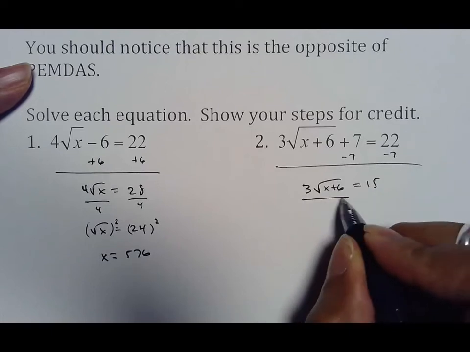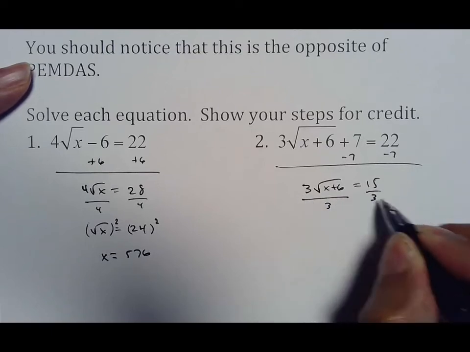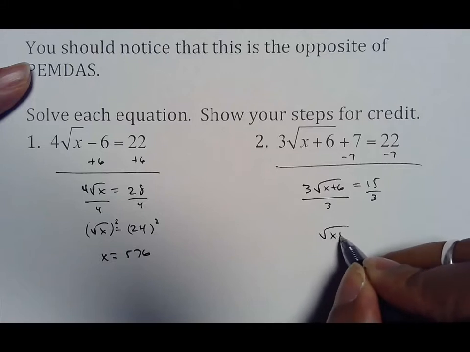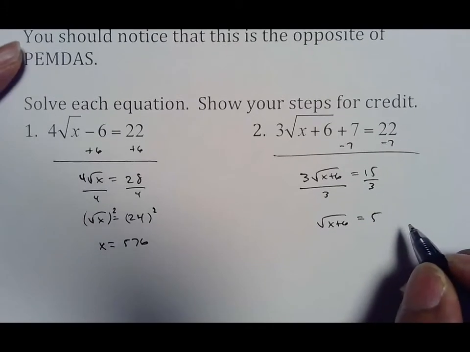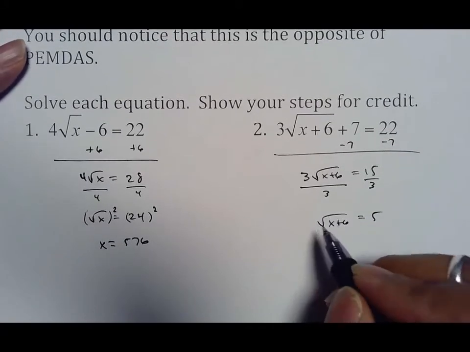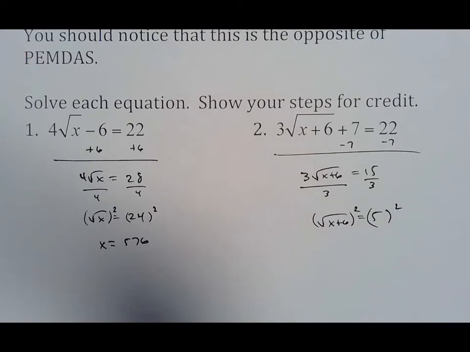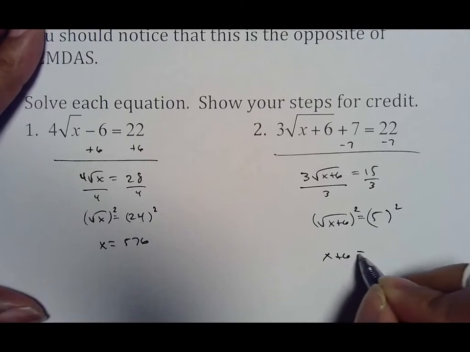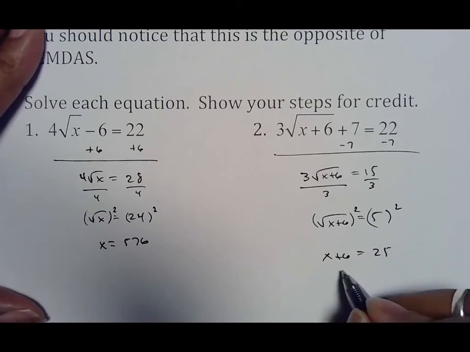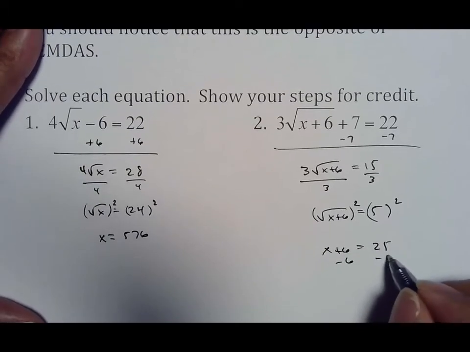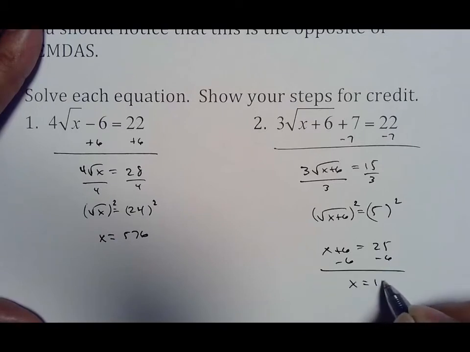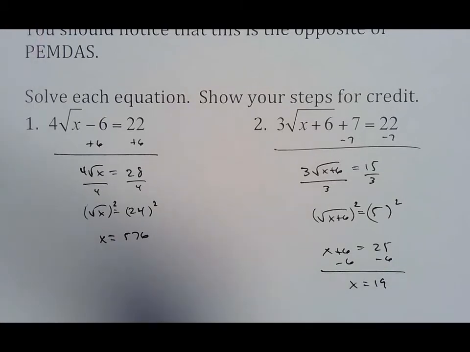Now we want to get rid of the 3, because the 3 is still outside the shell. So the shell comes down, x plus 6, that's 5. The only way I can get to 6 is if I get rid of the root. So in this case, I have to square both sides. Again, using common sense helps. Then x plus 6 comes down with 25. And the last thing you do is subtract your 6, getting x equals 19.